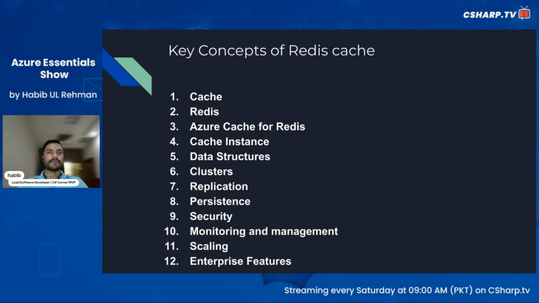Then it also provides service level agreements that guarantee uptime and performance, and these are critical for enterprise-level applications. So, understanding these concepts helps in efficiently leveraging Azure Cache for Redis to enhance application performance, reliability, and scalability.